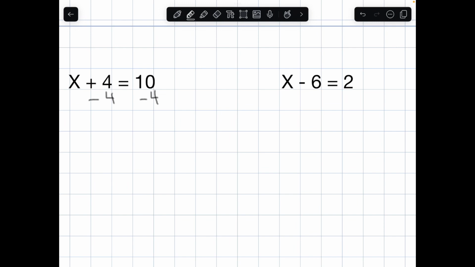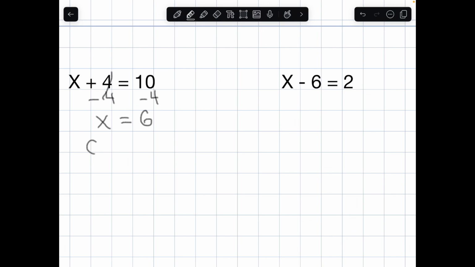When I have a positive 4 and a negative 4, it becomes 0. They cancel. All I'm left with on that side is x. x equals 10 minus 4, which gives me 6. So x equals 6. To double check my work, I just plug x in.